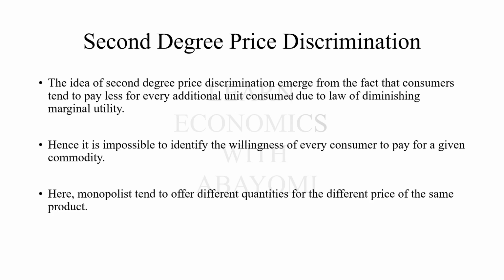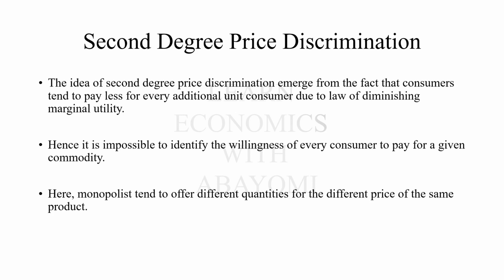For example, you want to buy 3 cups of rice. There's a particular price for it. You want to buy 1 kg of rice. There's a particular price for it, for the same rice. So this second degree price discrimination is actually straightforward and makes sense.